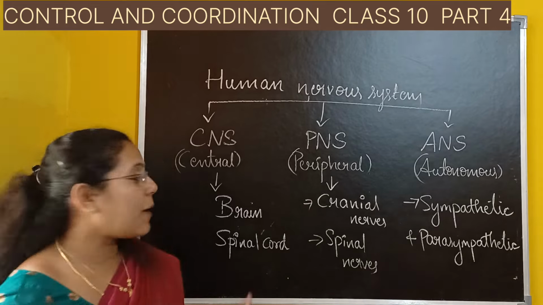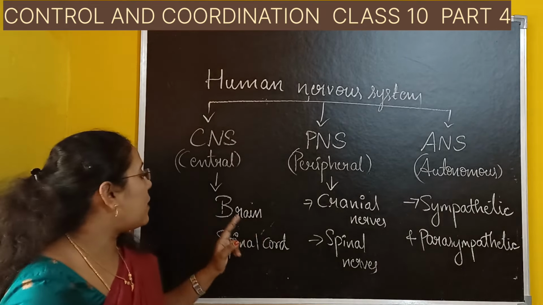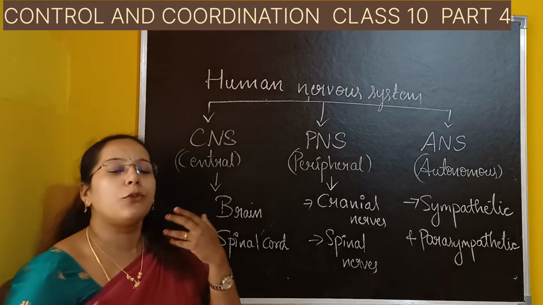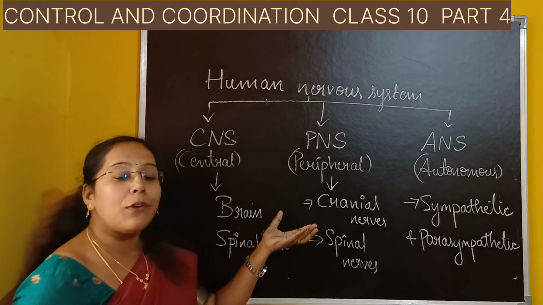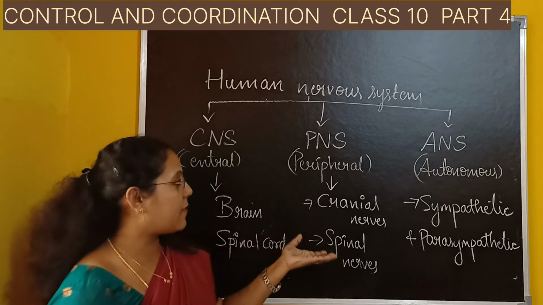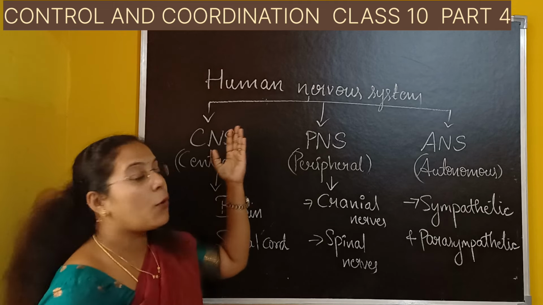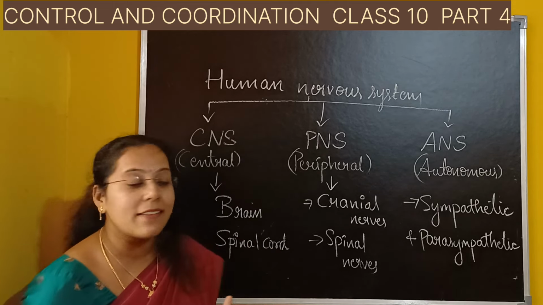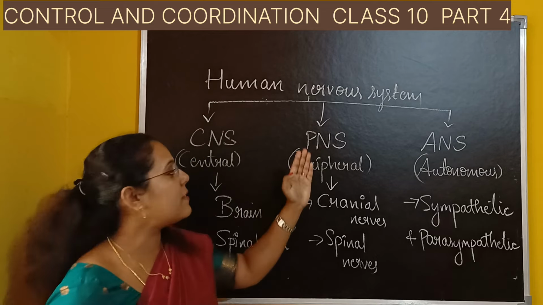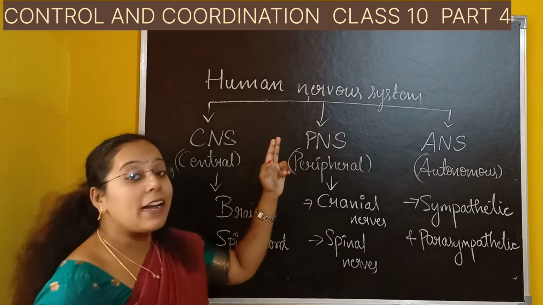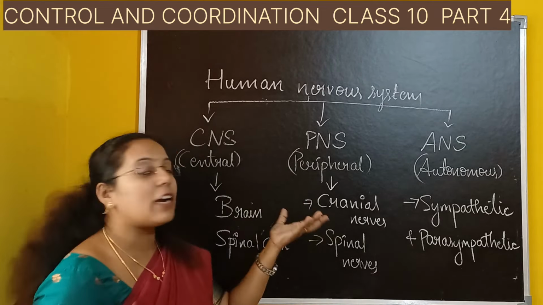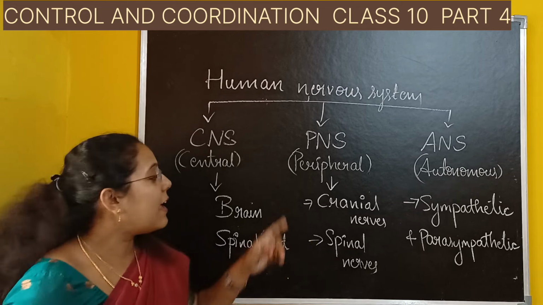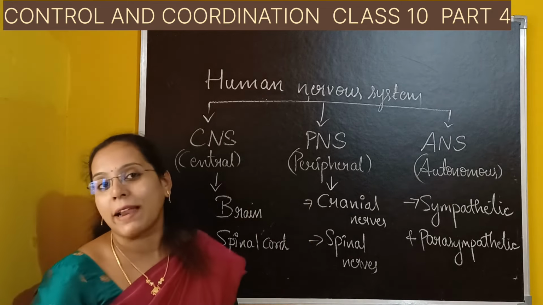Right. So as I will be explaining the brain and spinal cord completely, let's not talk too much about them now. I would like to give an introduction to these. As I told you, the whole human nervous system is subdivided into three parts: the CNS, PNS and ANS. Under PNS, the topics are the cranial nerves and also the spinal nerves.